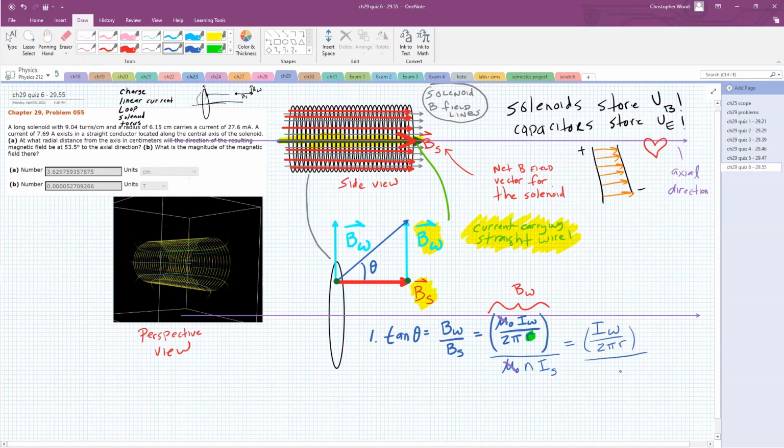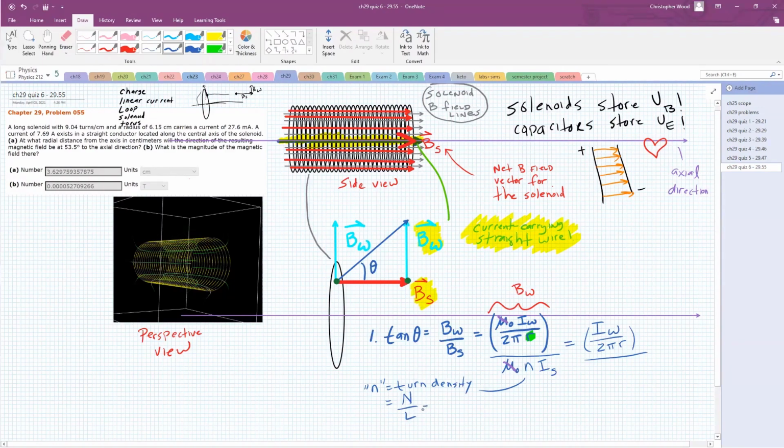And downstairs, little n is the turn density. So little n is the turn density, or number of turns per length. So it's basically the spring density, turn density. So it's yet another density. Turn density is number of turns per length. And that's given to us.